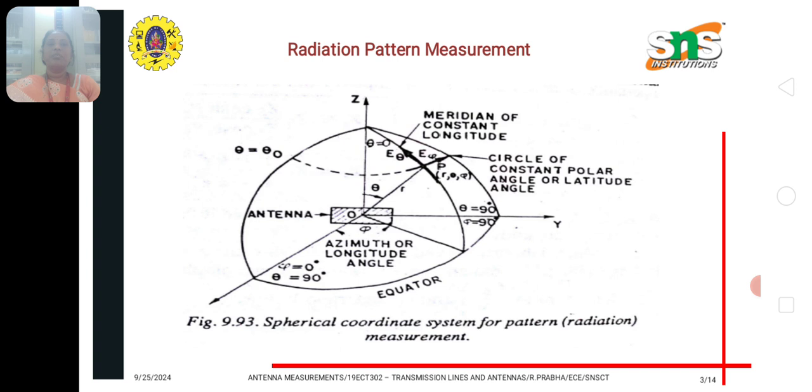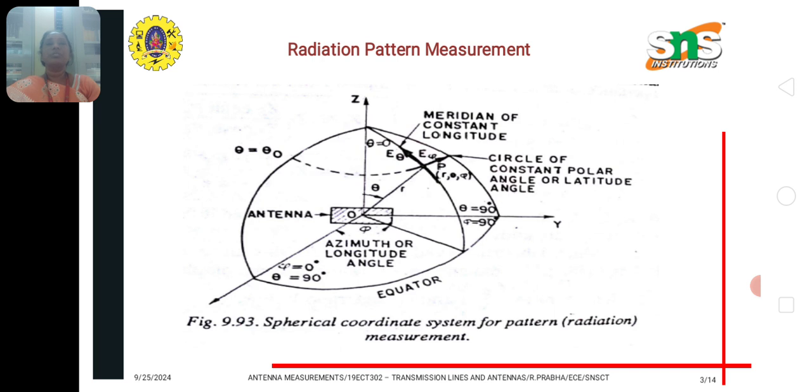In a spherical coordinate system, we keep the center of the antenna at the origin, and we have x, y, z coordinates. We have three parameters in a spherical coordinate system: radius r, the radius of the sphere, theta, the elevation angle, and phi, the azimuth angle. This is the picture of the graphical representation of the spherical coordinate system.